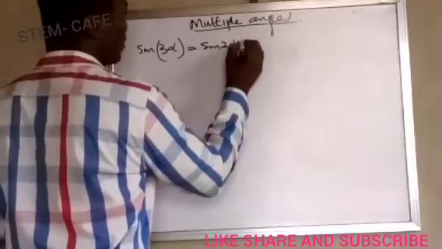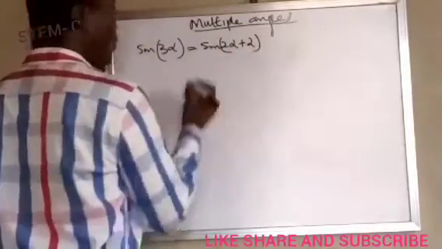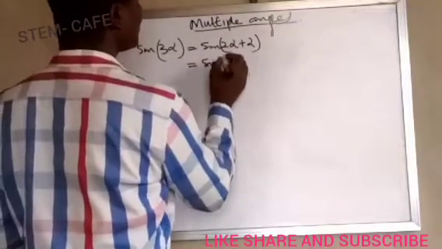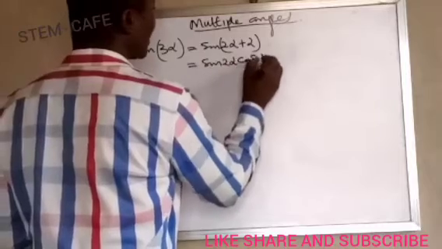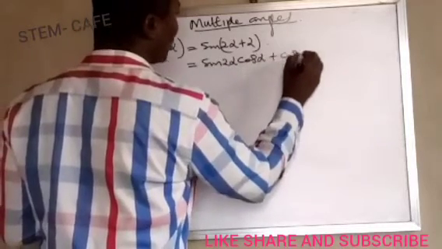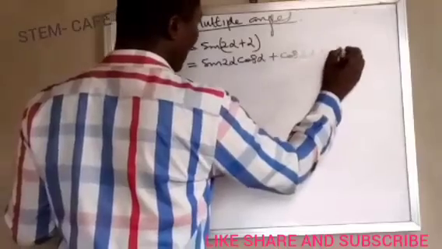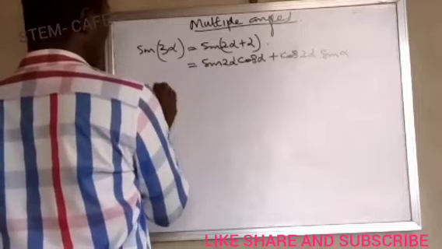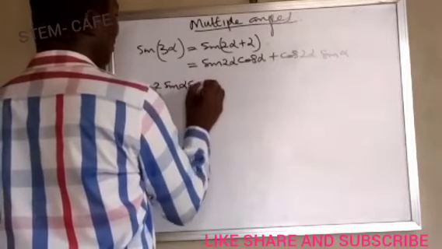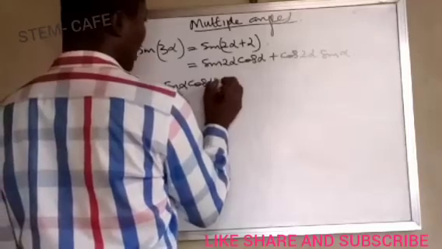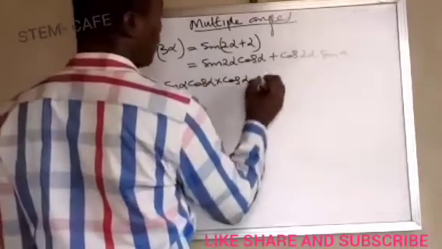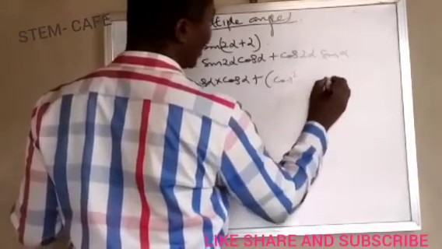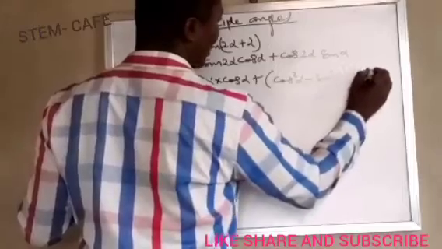That will give sin of 2 alpha plus alpha. And we know what that will be. It's going to be equal to sin 2 alpha cos alpha plus cos 2 alpha sin alpha. And what is sin 2 alpha? That is 2 sin alpha cos alpha, times cos alpha. And what is cos 2 alpha? That is cos square alpha minus sin square alpha, times sin alpha.